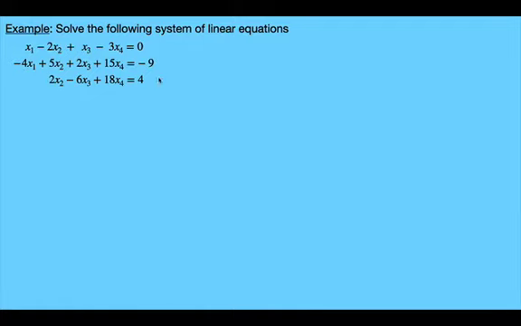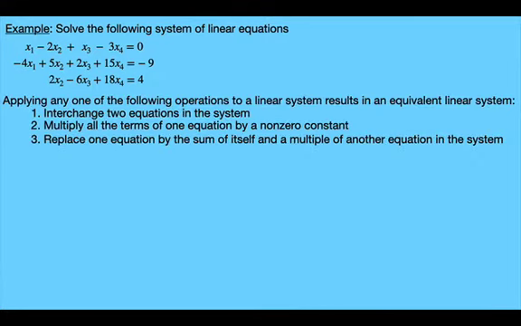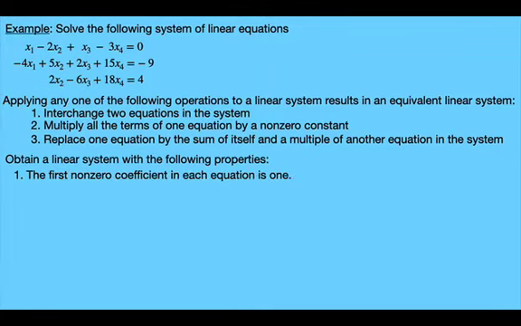Now recall that we proved in a previous video that applying any one of these three operations to a linear system results in a new linear system with the same solution set. So now we're going to use these three operations to solve our linear system, and in particular, we're going to use these operations to obtain a linear system with the following properties. So first, we'll want the first non-zero coefficient of each equation to equal 1. You can see already that our system does not have this property.